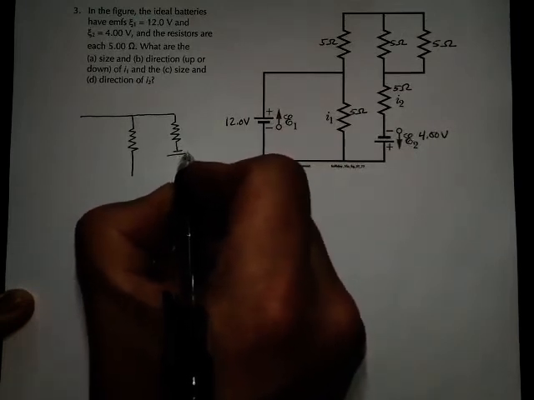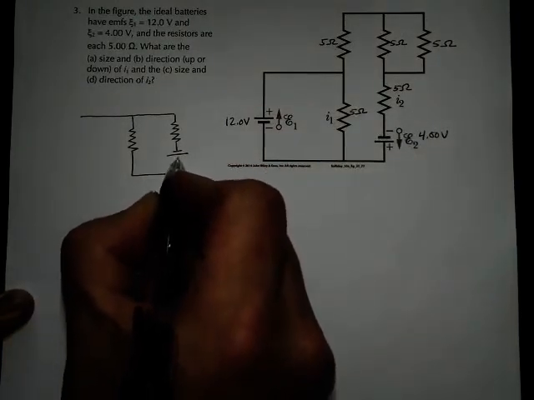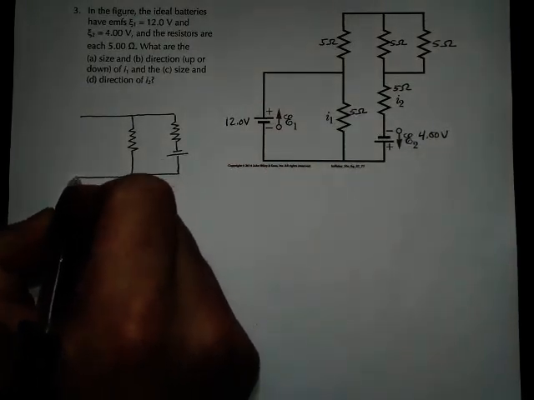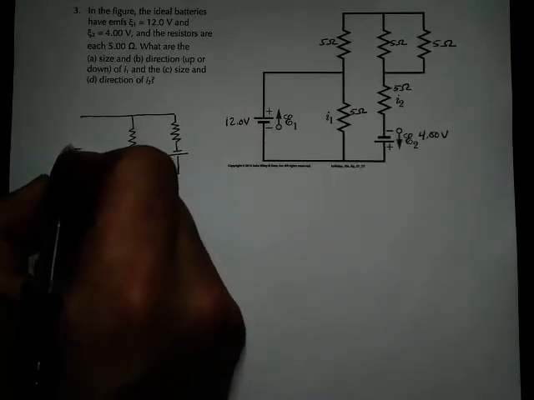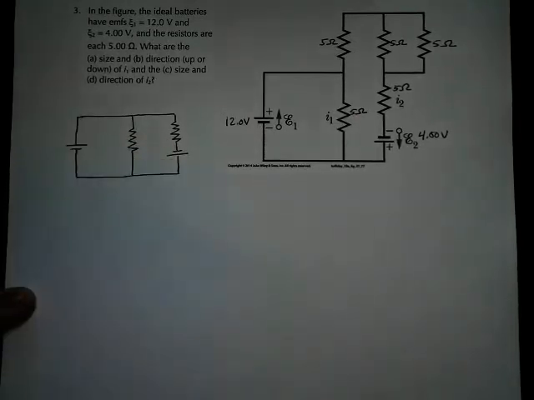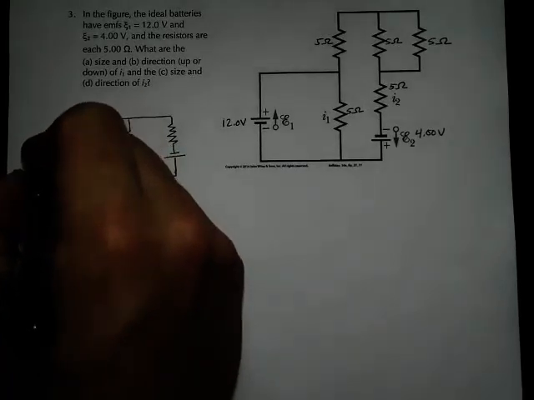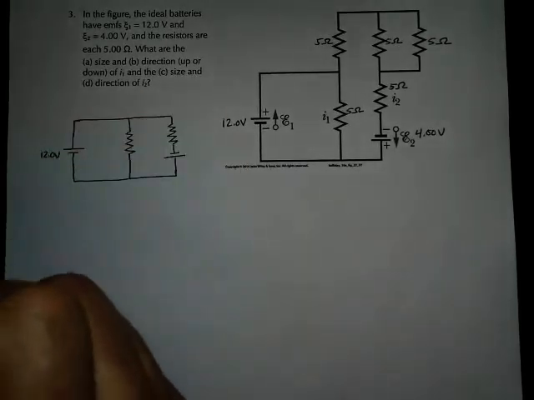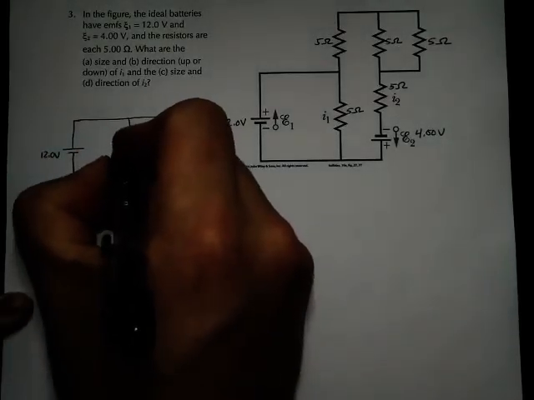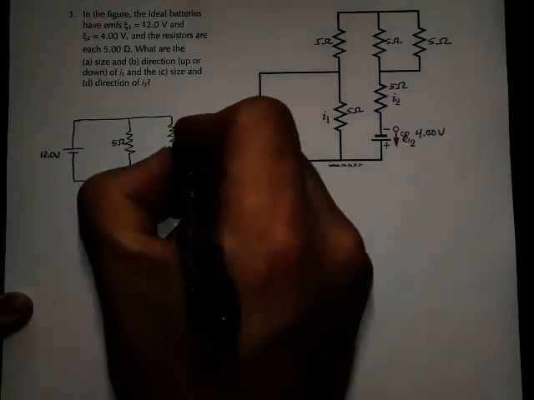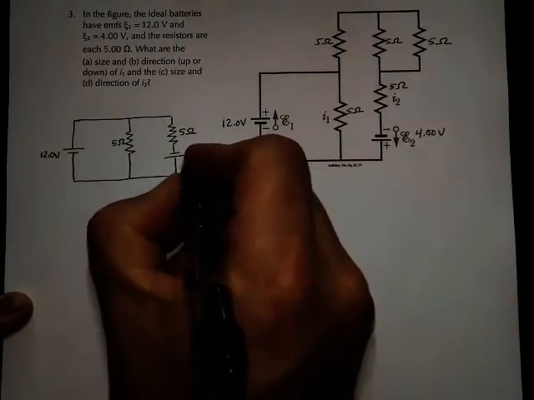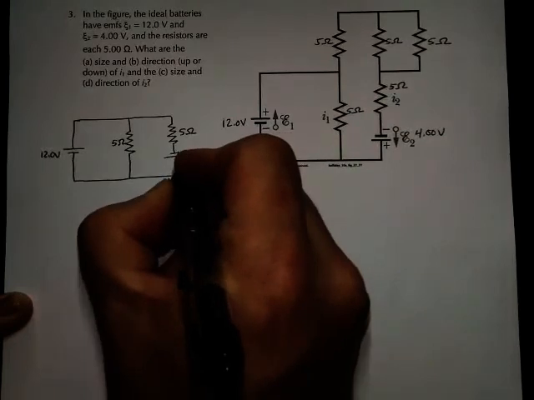I can draw an equivalent circuit, meaning it would behave the same electrically as the original circuit, but it's going to be much, much easier to analyze. So here's 12 volts, here is 5 ohms of resistance, here is 5 ohms of resistance, and here is 4 volts.